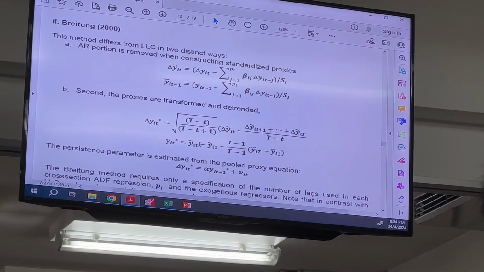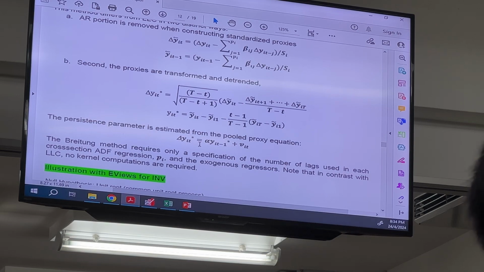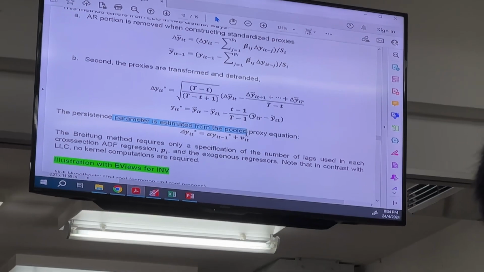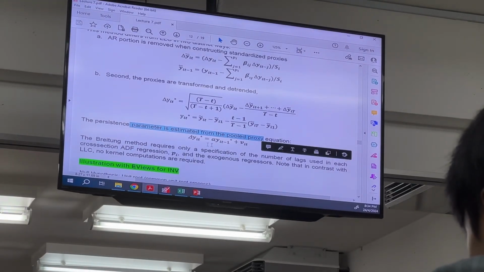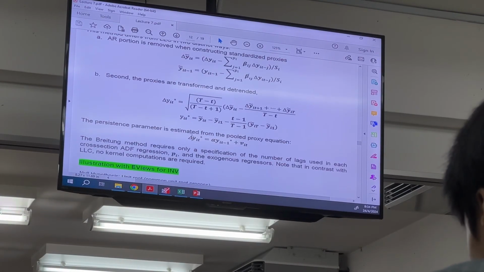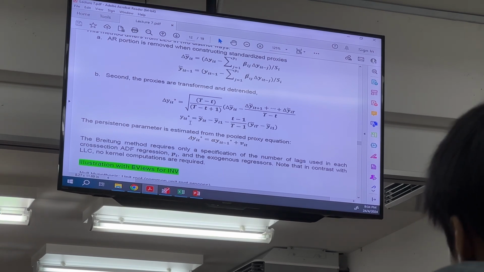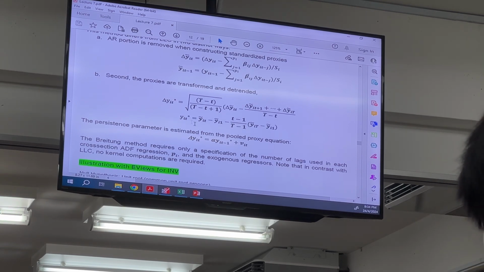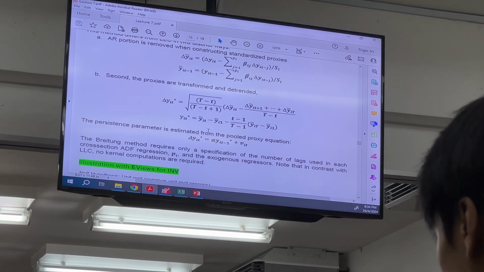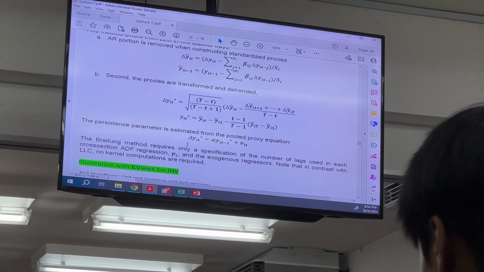So they retrain the series. Your parameter is still estimated from the pure proxy equation. Once you construct this, you use it as the dependent variable, and your series here becomes your independent variable. So this is how they construct the test statistic.